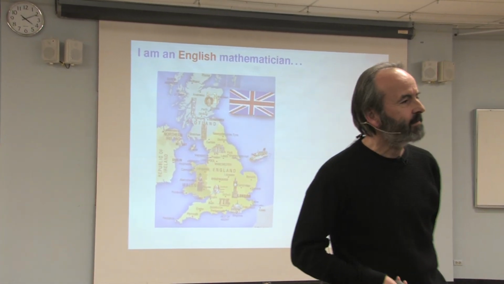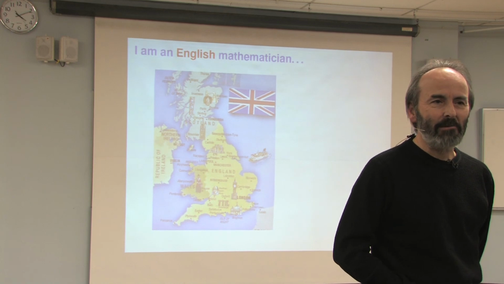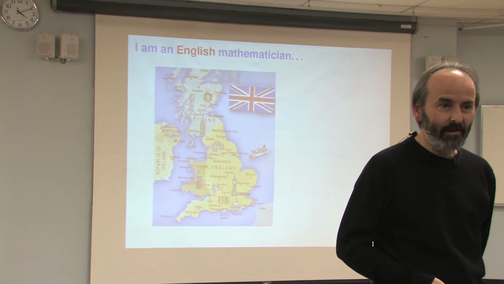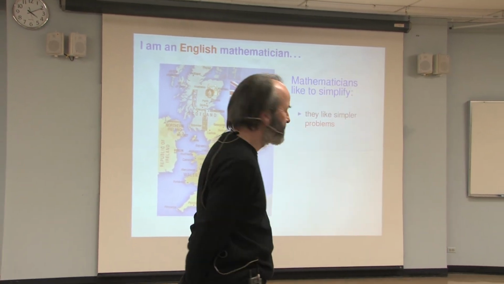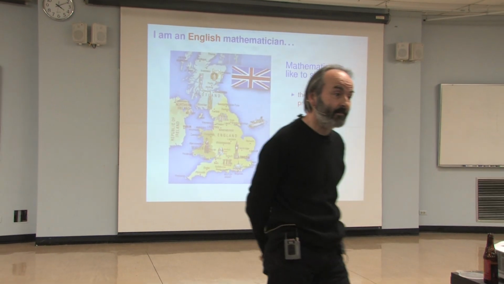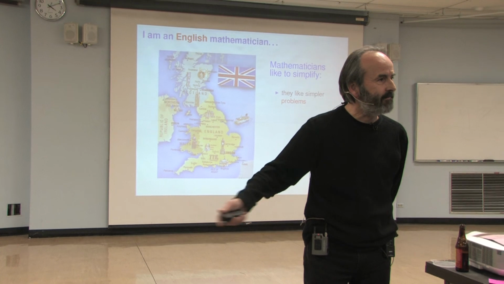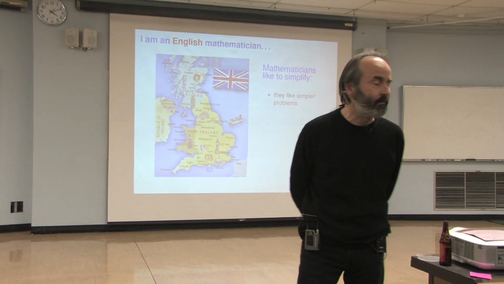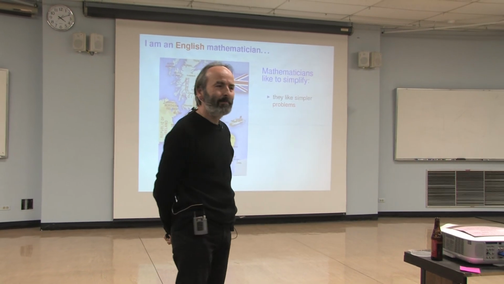So let me start to qualify what mathematicians do, right? And what they like to do is simplify things. This is the first thing they like to do. So of course they like a simple life. That's why I have to thank my wife. She makes sure that my life is simple. So they like simpler problems, right?